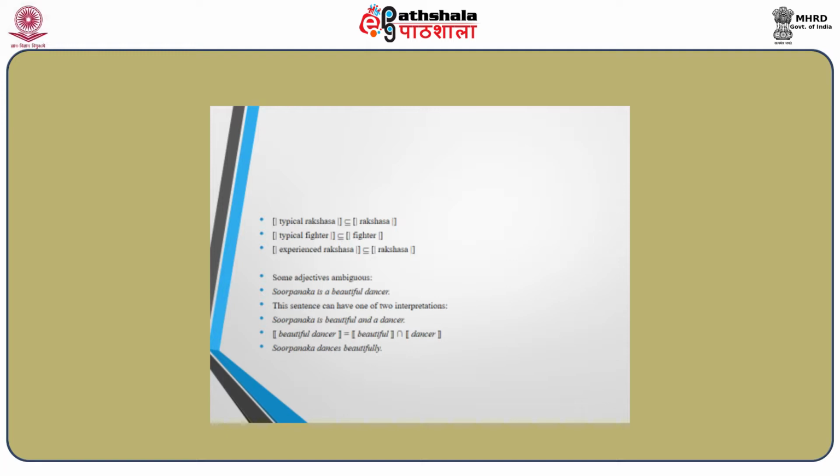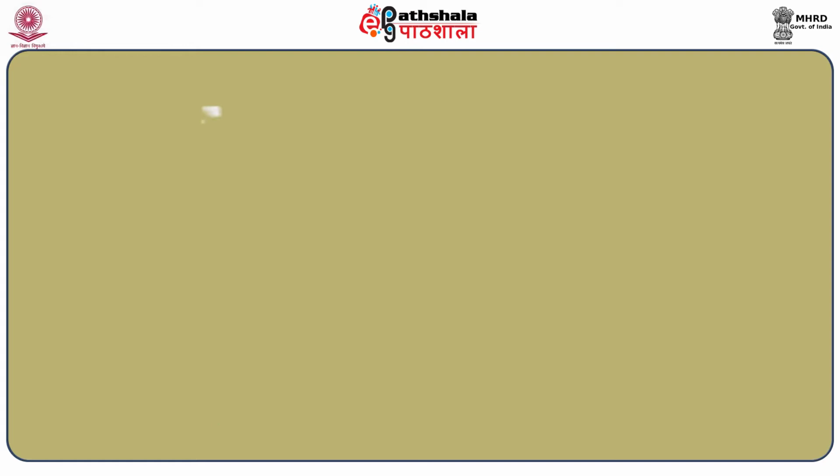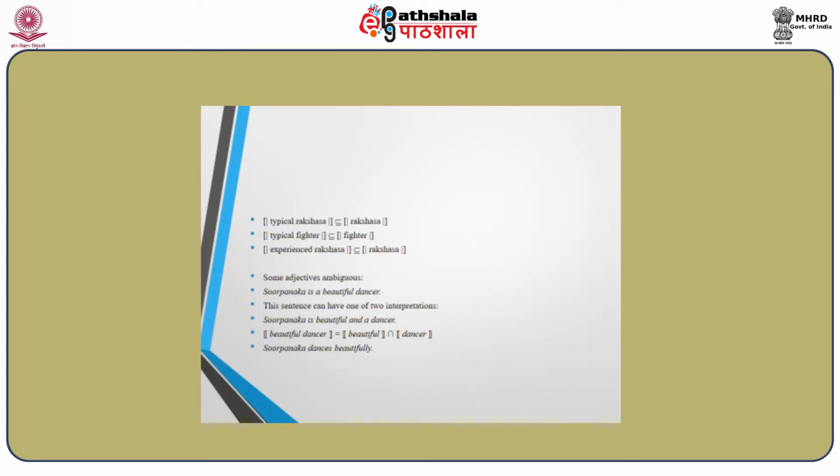Because the adjective noun combinations like these describe a subset of individuals denoted by the noun alone, these are called subsective adjectives. Some adjectives are ambiguous between an intersective and a subsective reading. A well-known example is the following. Shurpanakha is a beautiful dancer. This sentence can have one of two interpretations. Shurpanakha is beautiful and a dancer, in which case it's a subset of Shurpanakha dances beautifully.